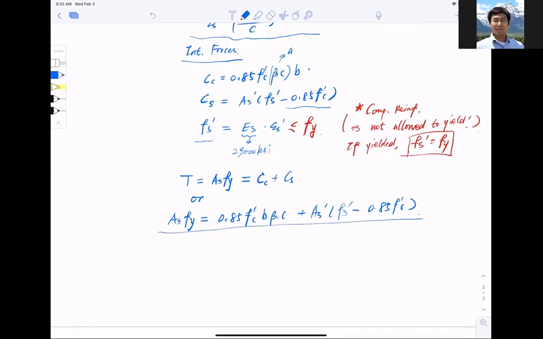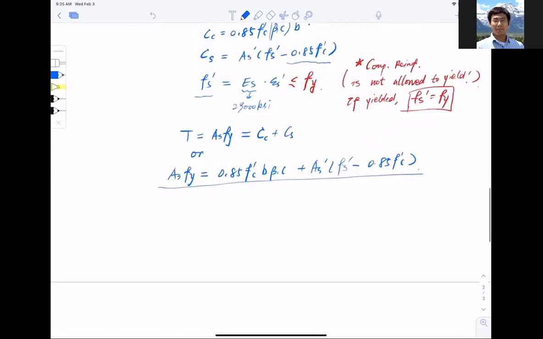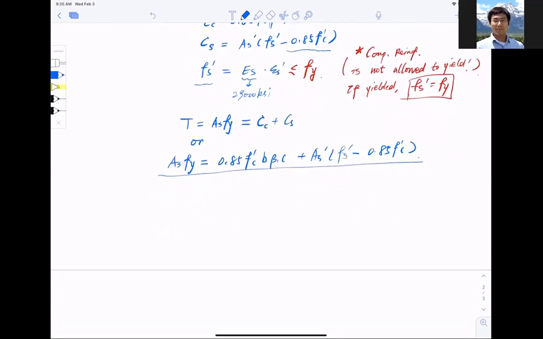Okay, all righty. So that is our new equilibrium. Why did I say new? Because this is for the doubly reinforced section. So this is for the doubly reinforced section.